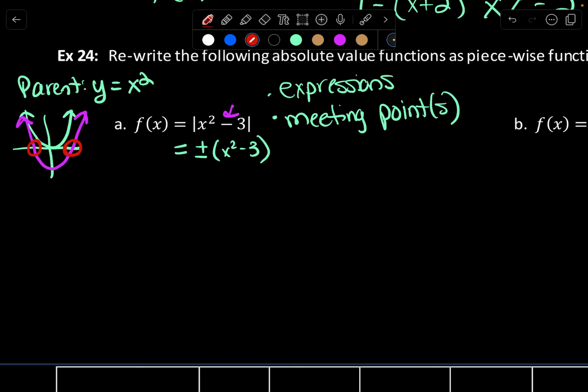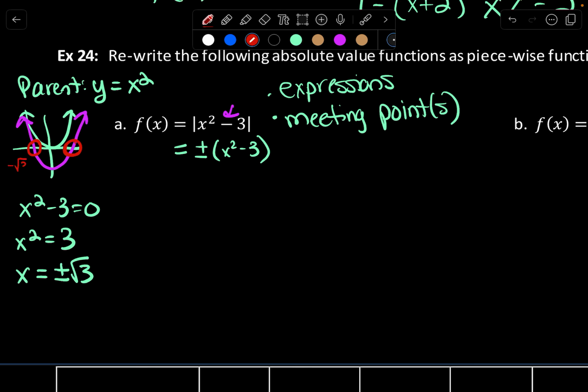So to find out where those points are, I'm going to set whatever is inside the absolute value equal to 0. So x squared minus 3 is equal to 0. So we have x squared equals 3. When you take the square root within an equation, you have x is equal to plus or minus the square root of 3. So those folding points are going to be when x is equal to negative square root of 3 and x is equal to square root of 3. Well, and, not or.